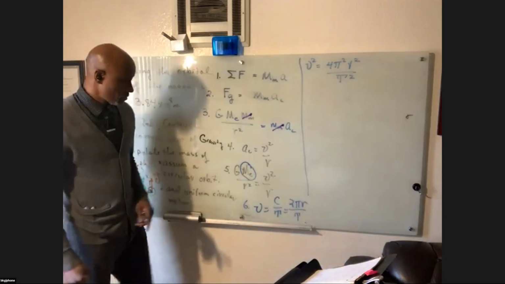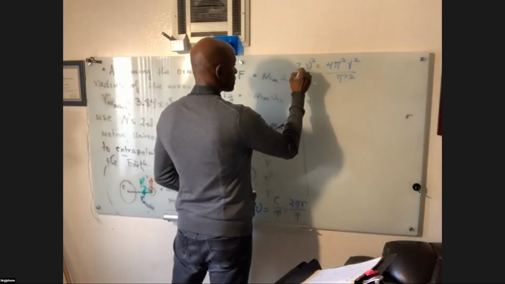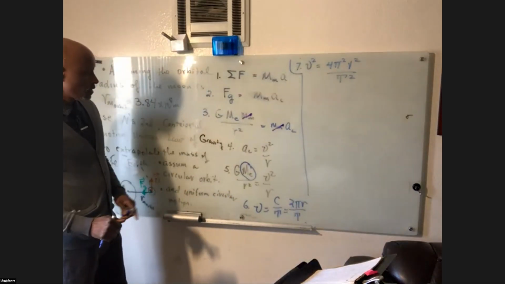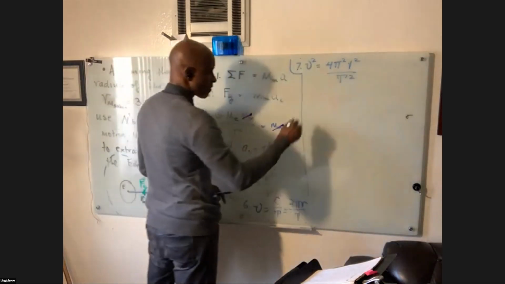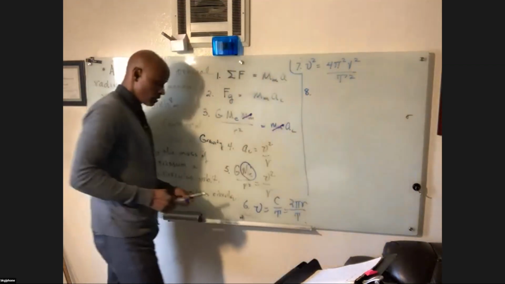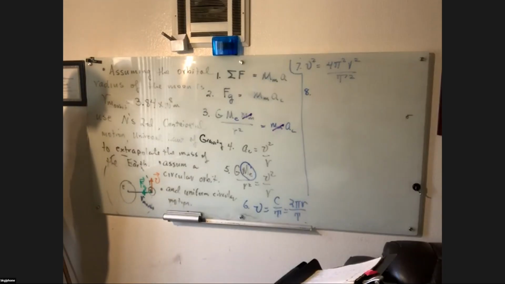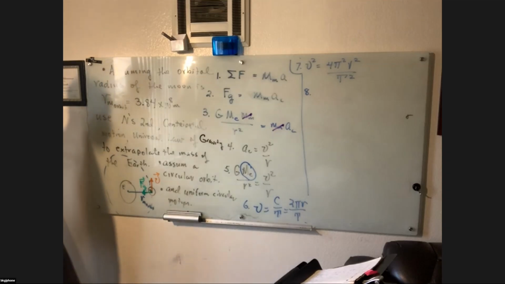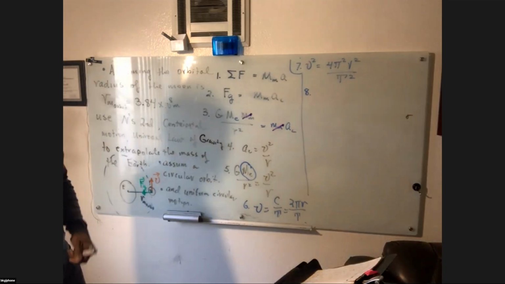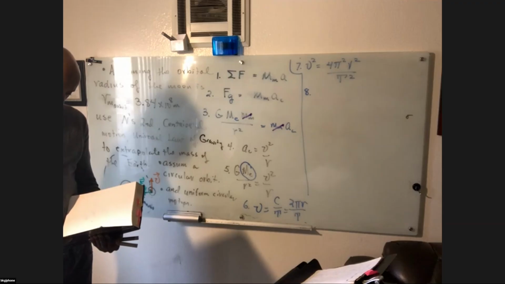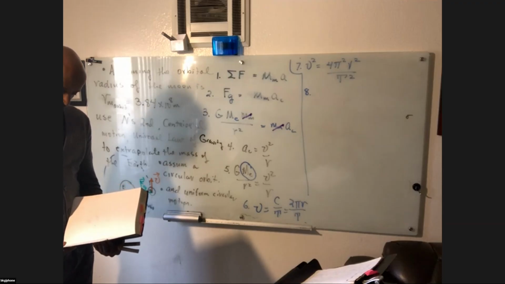So now I can substitute, let's call this equation 7, into equation 5. Why don't you go ahead and do that and see if you can find an equation for M, and then put in the numbers, calculate that, and compare it to the number I gave you earlier, which was 5.97 times 10 to the 24th kilograms.